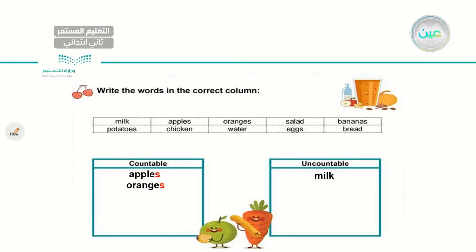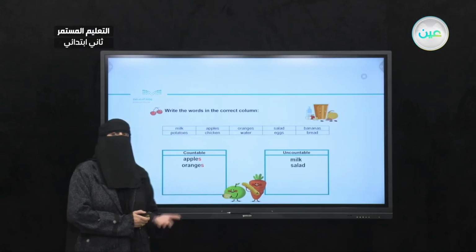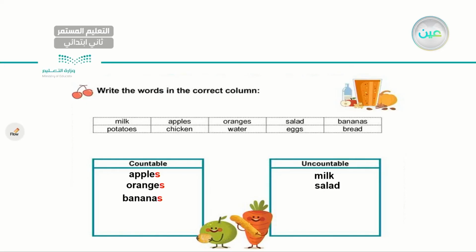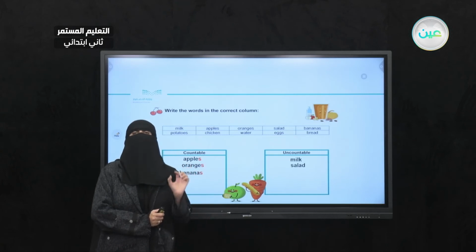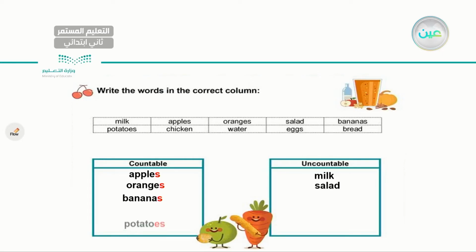Salad. Can I add S? Do we have an S here? We don't, so it is uncountable. Very good. Next, I have bananas. 1 banana, 2 bananas, 3 bananas. Bananas are countable. Very good. Next, I have potatoes. Here I add an ES because the noun here ends in O. Potatoes are also countable. Very good, countable.